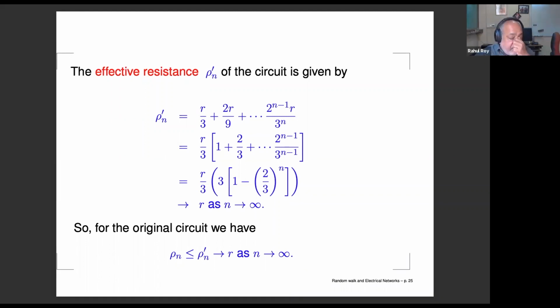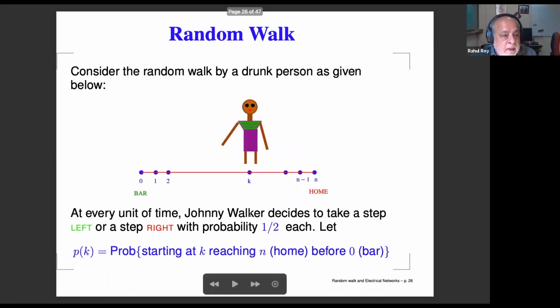So in other words, in the three-dimensional case, the modified circuit converges to a finite limit, which is R, and therefore the original circuit should be converging to something which is less than or equal to R, because the modified circuit has effective resistance more than the original circuit. And next we will start talking in the next lecture, which will be followed by this.